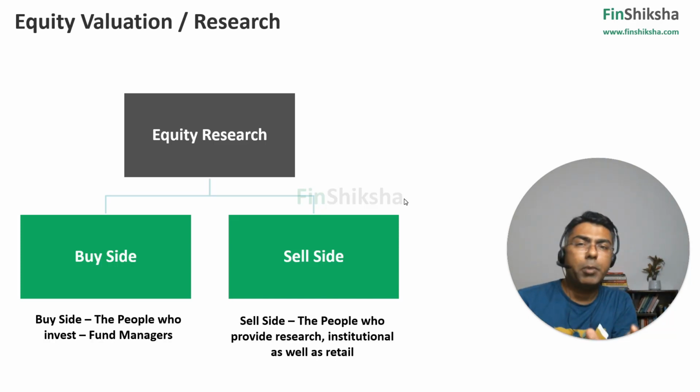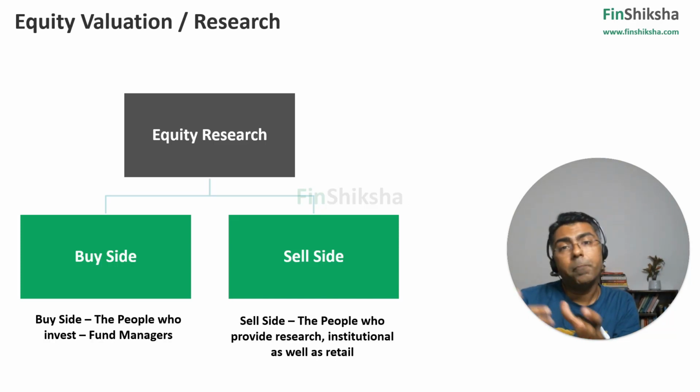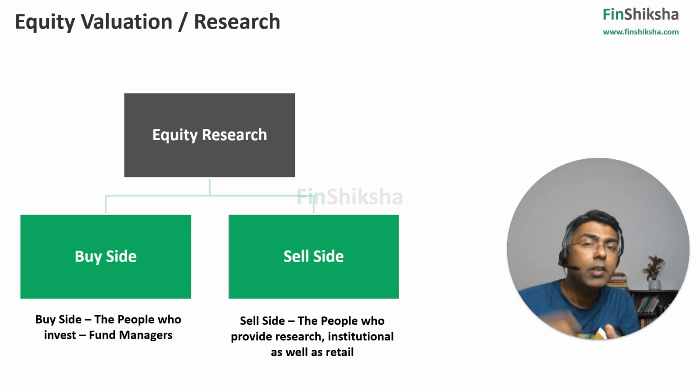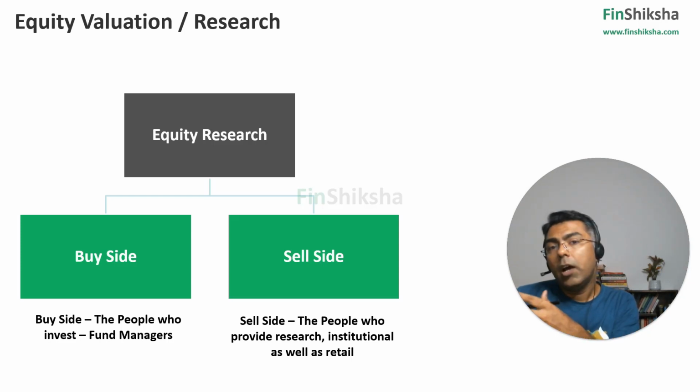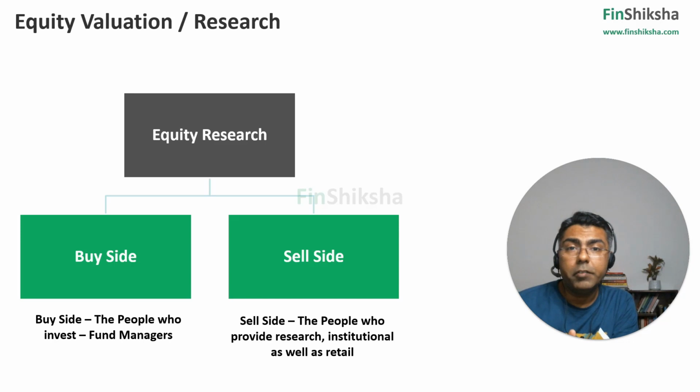The sell side would be people who would do research. These could have, in terms of their customers, institutional as well as retail customers. If the customer is institutional, like for example a mutual fund or a foreign institutional investor, the customer for the sell side entity would be the buy side entity. You could also have high net worth individuals who could be your customers, in which case you could be providing research on stocks to them.